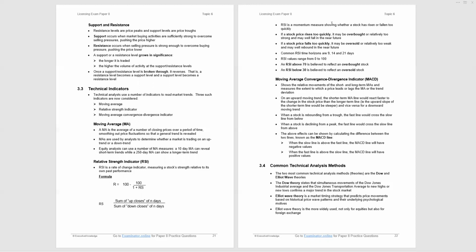3.4, common technical analysis methods. We've got the Dow and Elliott wave theories. Now, we're told that the Dow theory states that simultaneous movements of the Dow Jones Industrial Average and Dow Jones Transportation Average to new highs or new lows confirms the major trend in the stock market. Okay. And the Elliott wave theory, a market timing strategy, predicts price movements based on historical price wave patterns and their underlying psychological motives. And then we're told that the Elliott wave theory is more widely used.